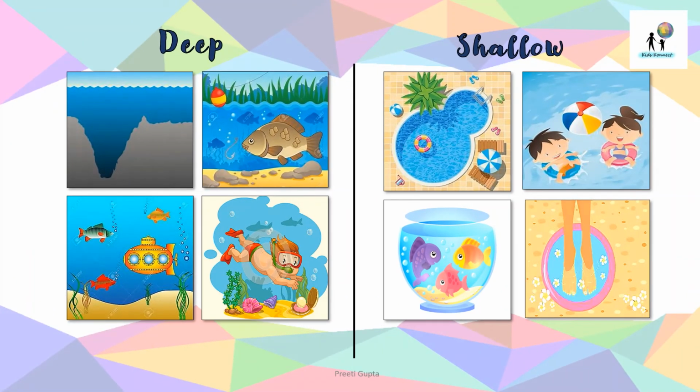Then comes the concept of deep and shallow. Deep means having a great depth, whereas shallow means something which is not so deep and the base of the water body is easily visible. So clearly these two words explain the depth of the water bodies. Examples are also given for clear understanding.